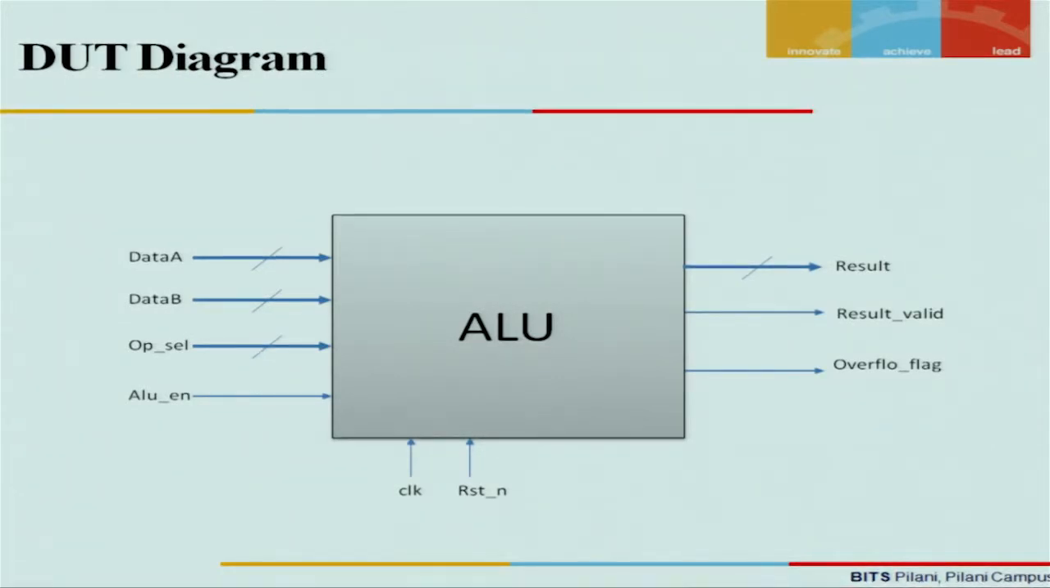And in case during the addition operation or subtraction operation the result overflows, that is, it cannot be contained in 8 bits, the overflow flag shall be asserted. And if it is a division operation and data B operand is 0, then also the overflow flag shall be asserted. No overflow flag shall be asserted in multiplication operation.